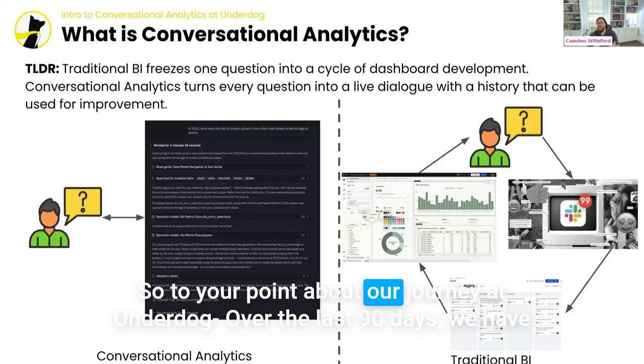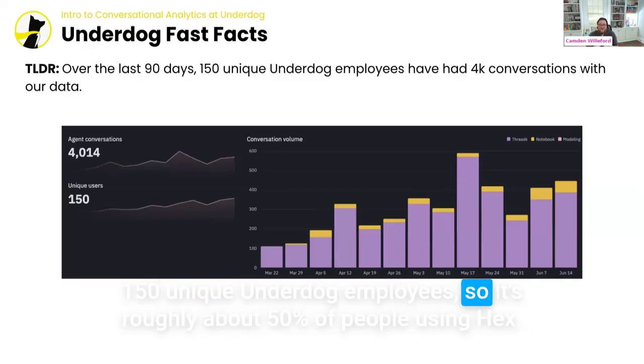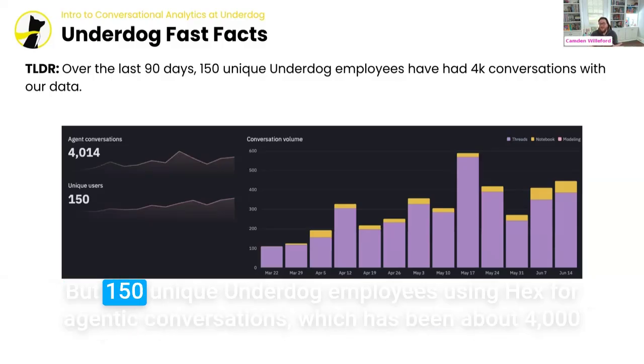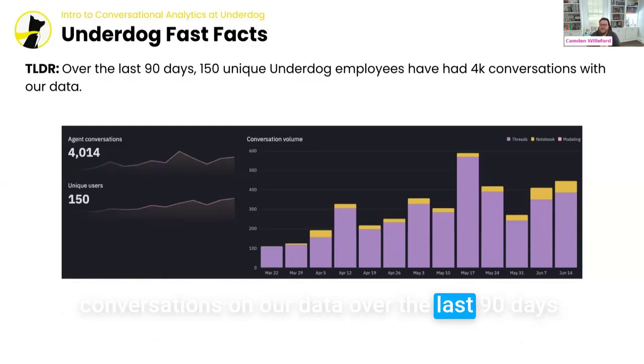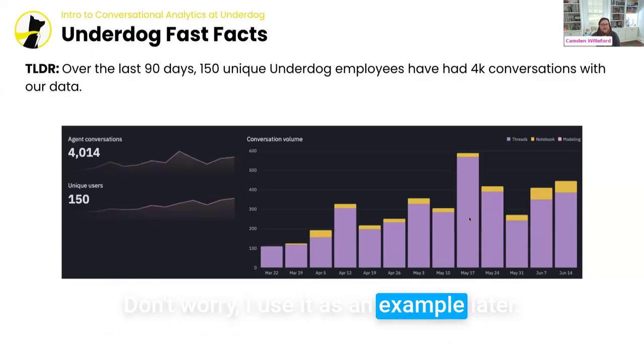So, to your point about our journey at Underdog, over the last 90 days, we have 150 unique Underdog employees, so it's roughly about 50% of people, using Hex. That's what we use. We could talk about build versus buy, or y'all can ping me on LinkedIn about why we went this route. But 150 unique Underdog employees using Hex for agentic conversations, which has been about 4,000 conversations on our data over the last 90 days. And I know you data people are going to be like, what's this big spike on May 17th? I analyzed it before this call. Don't worry, I use it as an example later.